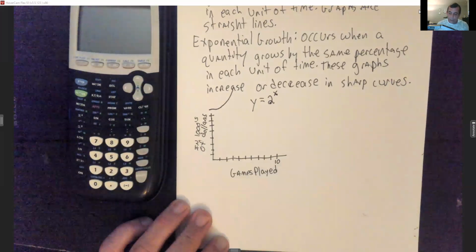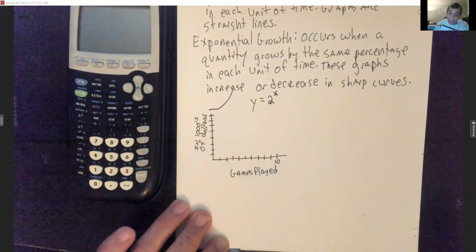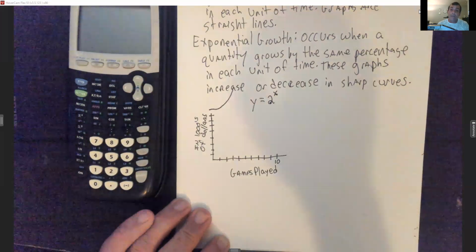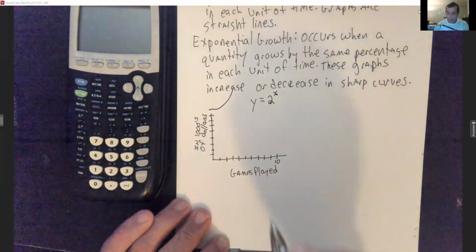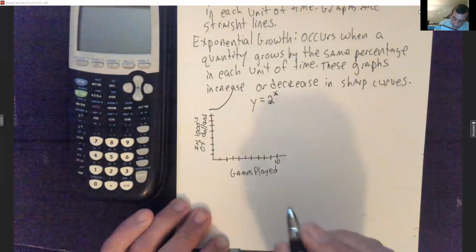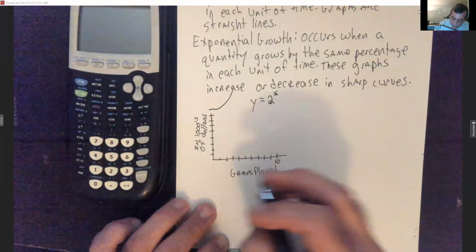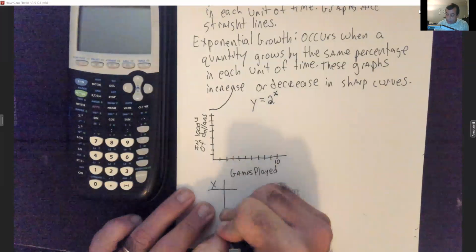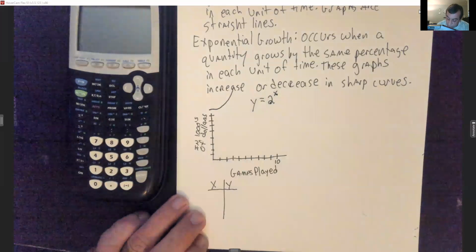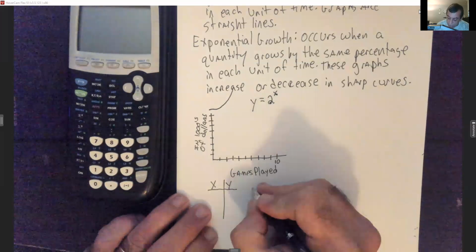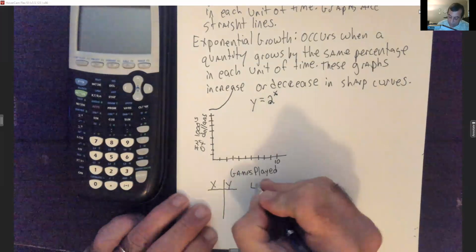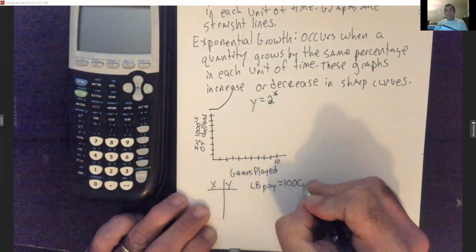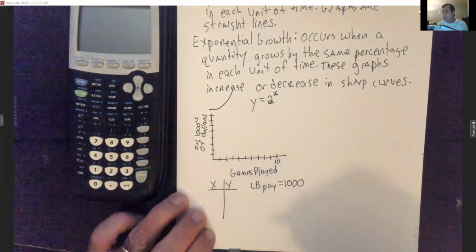Oh, someone on the Lakers. How about, okay, LeBron James. LeBron James makes $1,000 for every game he plays on that basketball court. So if we were to make a little chart for LeBron James, the equation we would use is LeBron James's pay equals $1,000 for each game he plays.